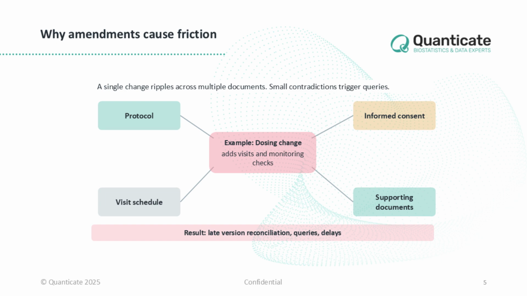Amendments can become a common source of friction because one change can affect several documents. A dosing change might add extra visits or monitoring checks, or the protocol may be updated while the informed consent form, visit schedule, or supporting documents still contain the old wording. Even a small contradiction can create questions, delay review, and force teams to reconcile versions late in the process.